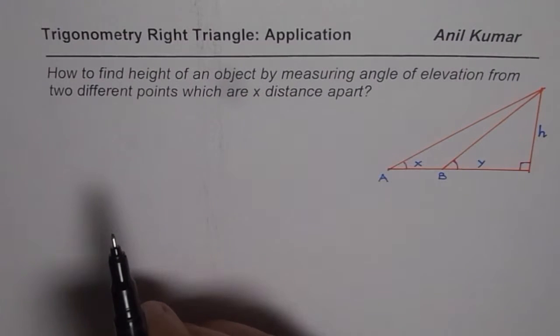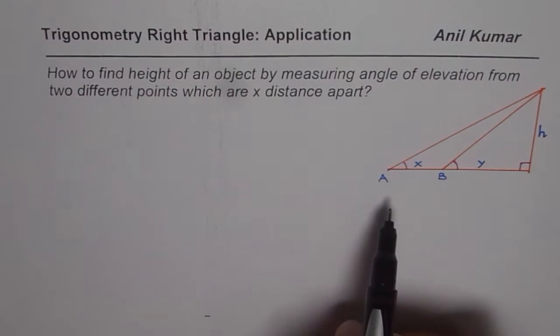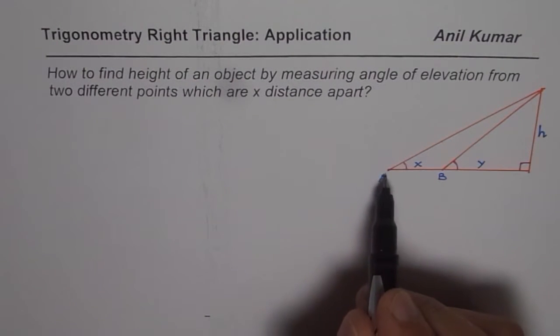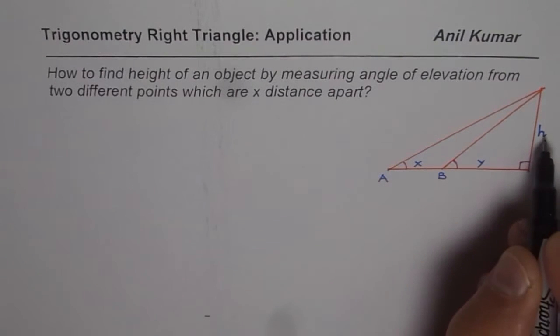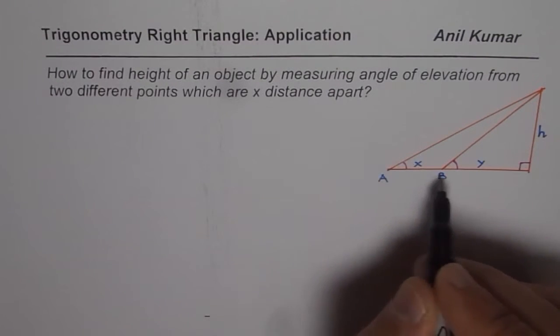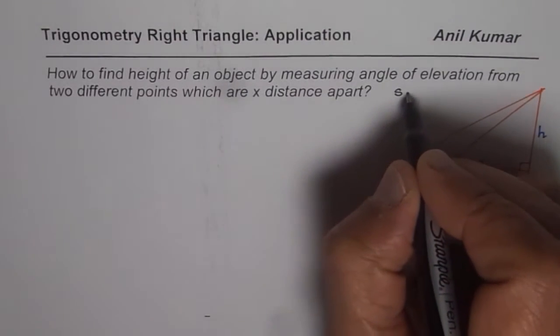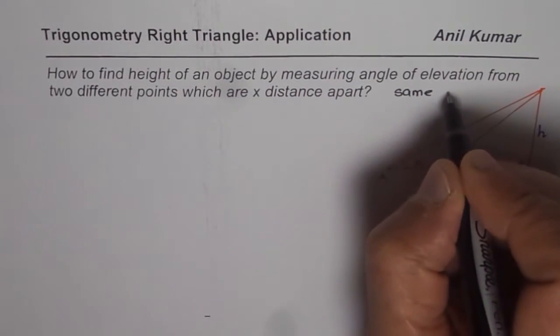Now, I have a couple of videos on this topic. In this particular case, we are taking these 2 points. These are the 2 points which are x units apart, right? And we have found the angle of elevation from these 2 points. The idea is to find the height. And we are considering the 2 points on the same side.